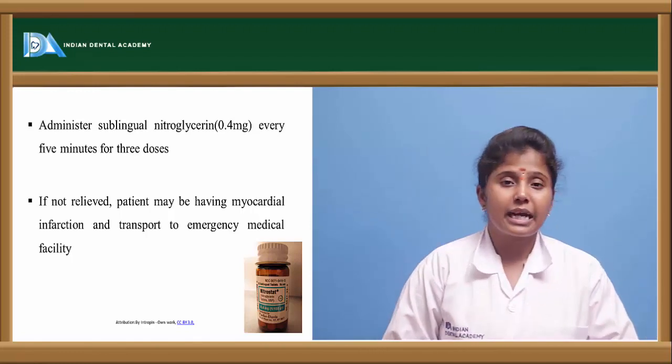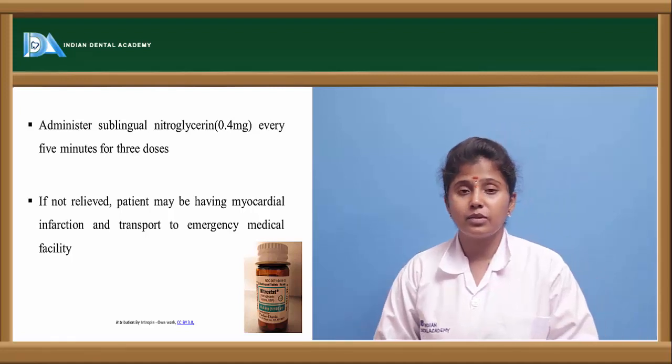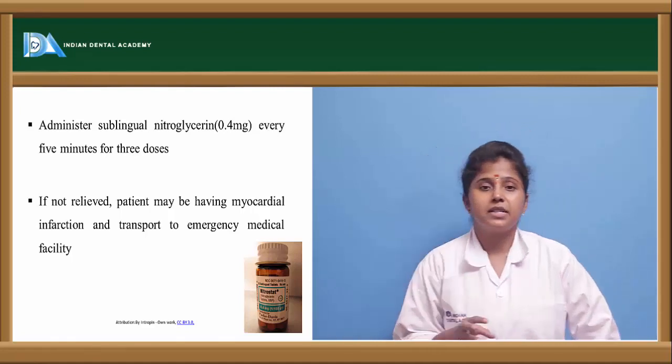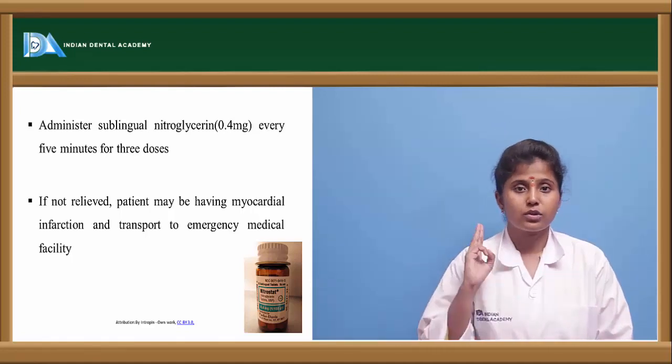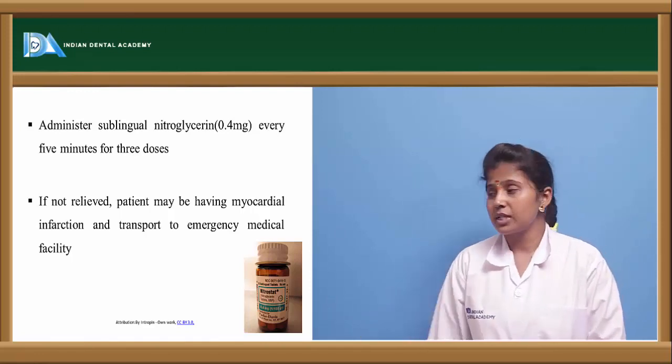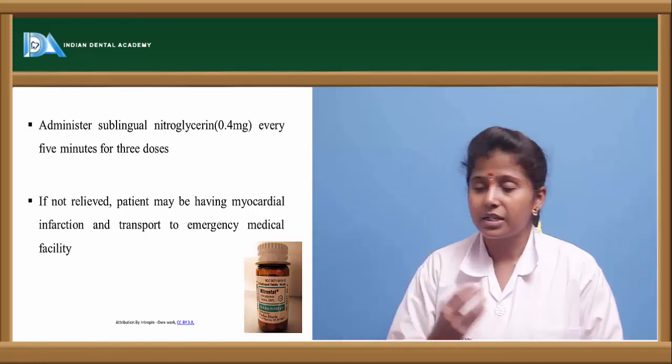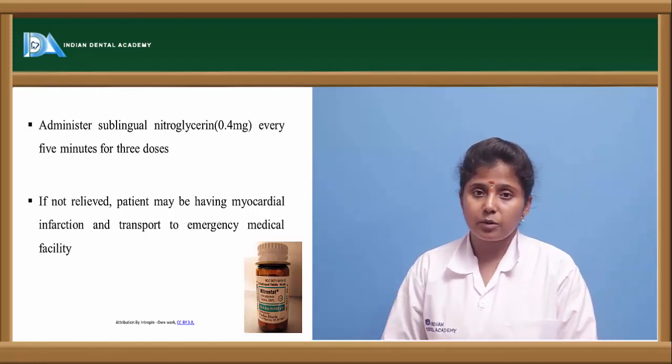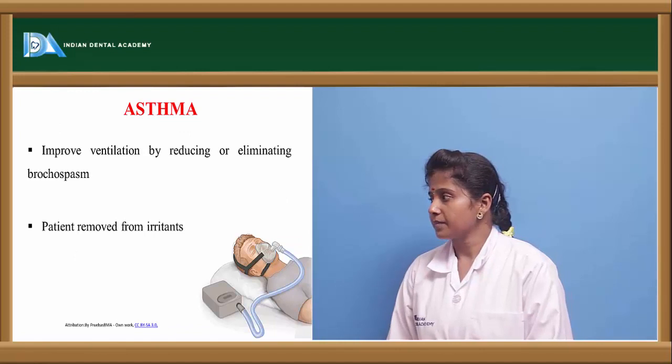So nitroglycerin at the dose of 0.4 mg for every 5 minutes we have to give for 3 doses. So 3 doses should be given at 5-minute intervals, and thereby the person can be relieved to some extent. Even if he is not relieved, then immediately the person should be taken to hospital.